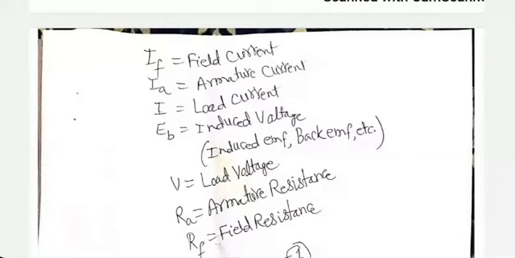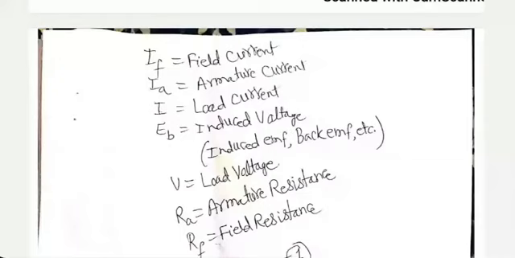In many books, you will find load voltage being called VL and load current being called IL. In fact, in many books, they call it terminal current and terminal voltage, VT and IT. Fine. I'm sticking to V and I, simple.